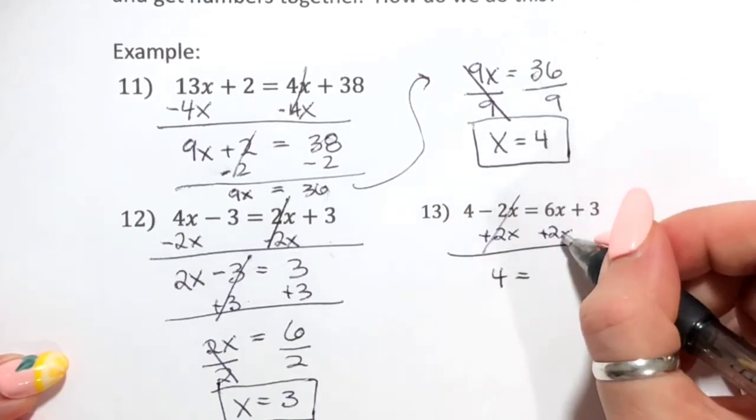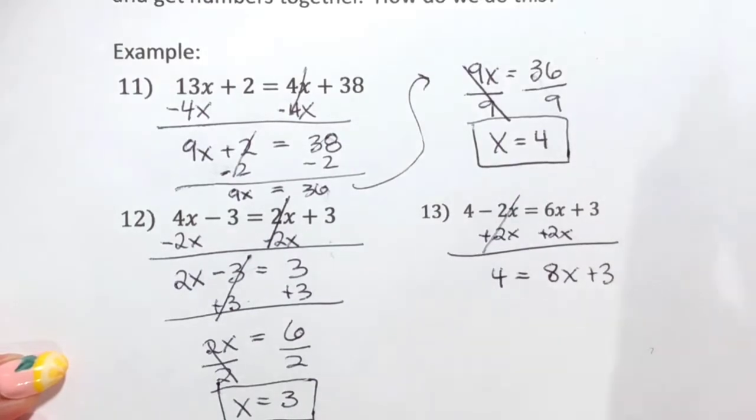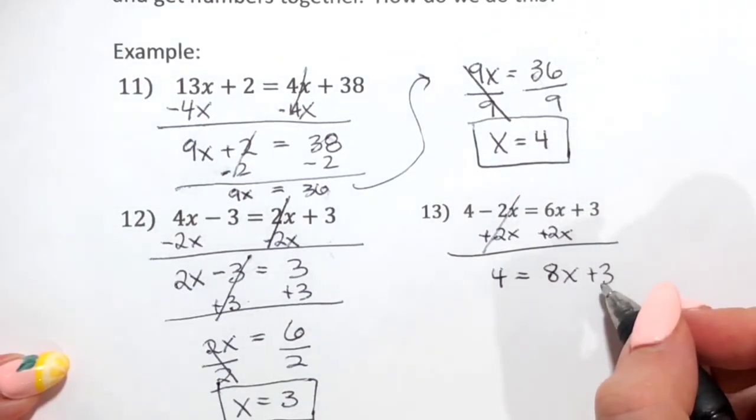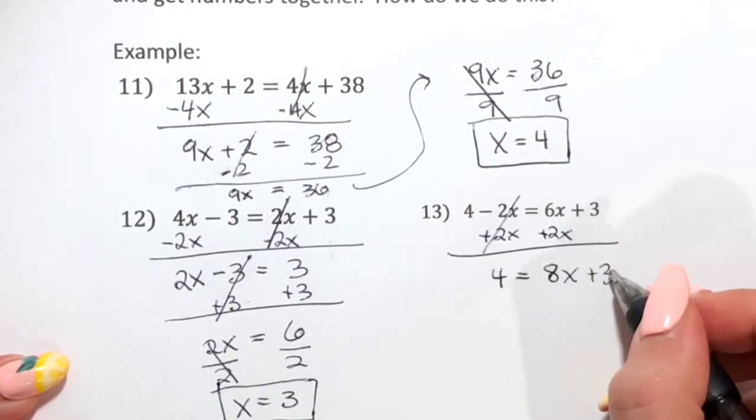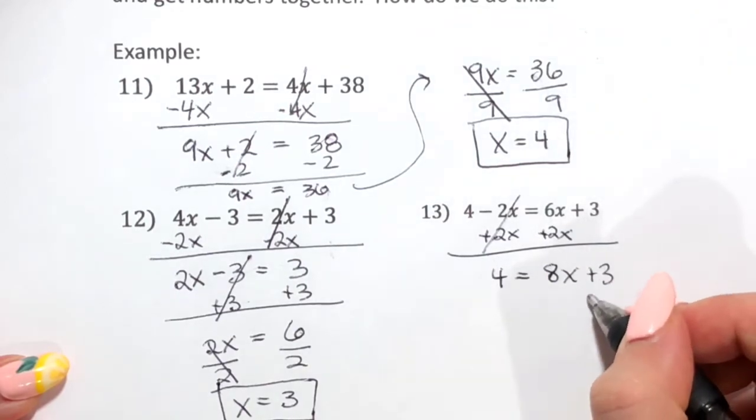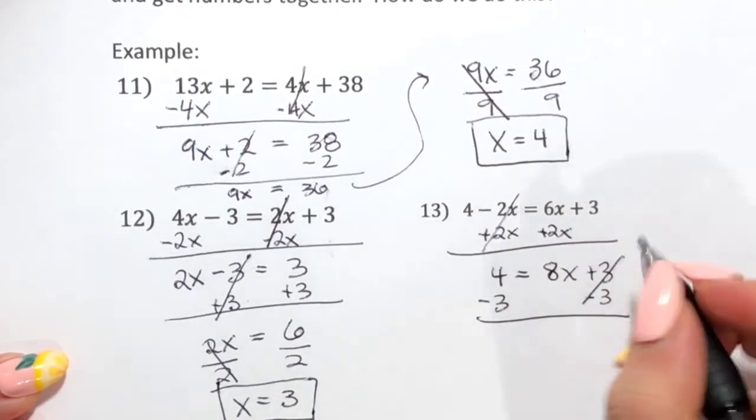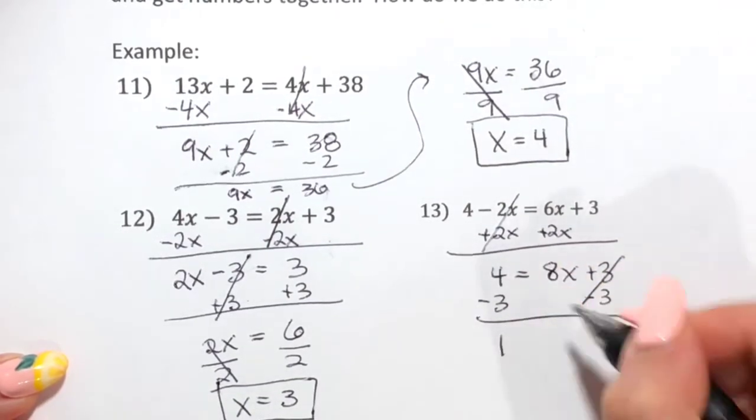Then we have 6x plus 2x, which is 8x. And then we have the plus 3. And then still just trying to get x alone. So I have the 8 and the 3 to get rid of. Remember we're going to do the add one first. So to get rid of a plus 3, we need a minus 3. Those cancel. 4 subtract 3 is 1.